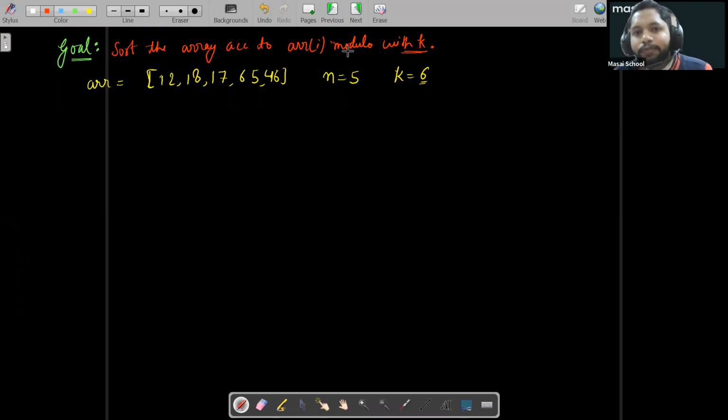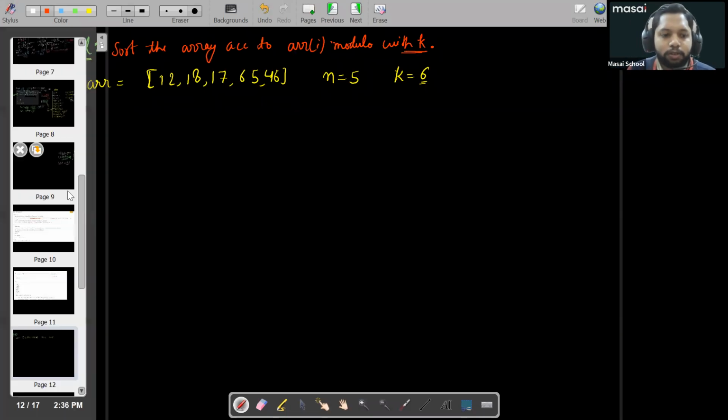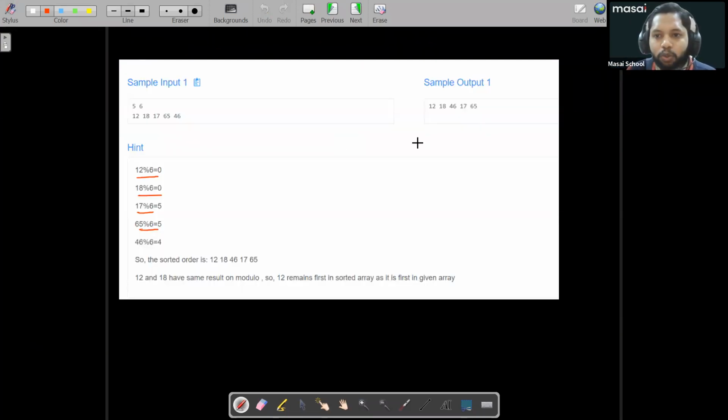And what happens if both the modulus are equal? Suppose two numbers, both the modulus are equal, what will happen? Great Manoj, great Ritik Verma. Yes, suppose two numbers have same modulus. Here also, you can see two numbers have same modulus. 12 modulus 6 is 0 and 18 modulus 6 is 0. Both the numbers have same modulus, so the number which remains first will remain first, and the number which is second will remain second. Got it? Got this point?